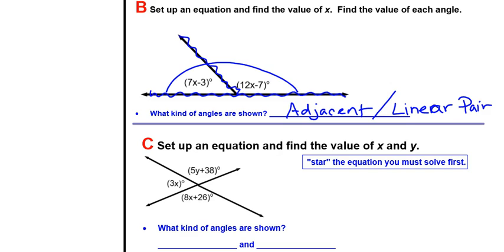That means that these two angles together have to make 180 degrees. If I add them, I will equal 180 degrees. From there, we could combine like terms, and we could solve that and find out what x is.